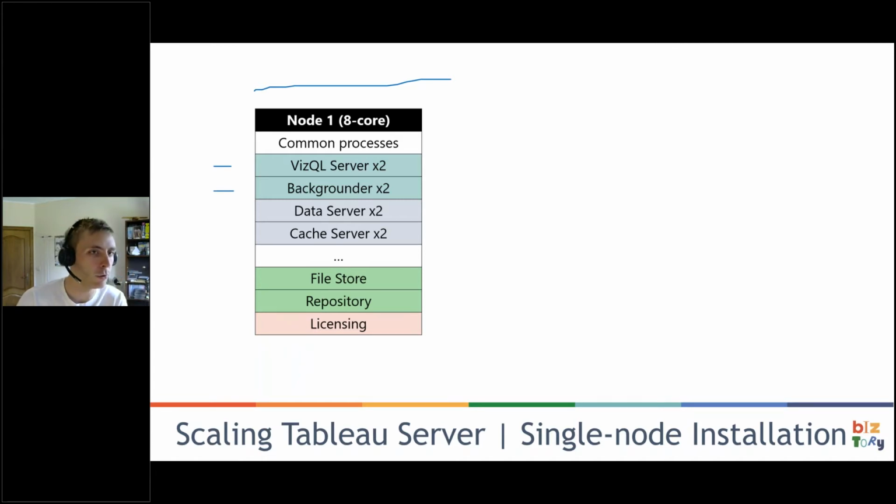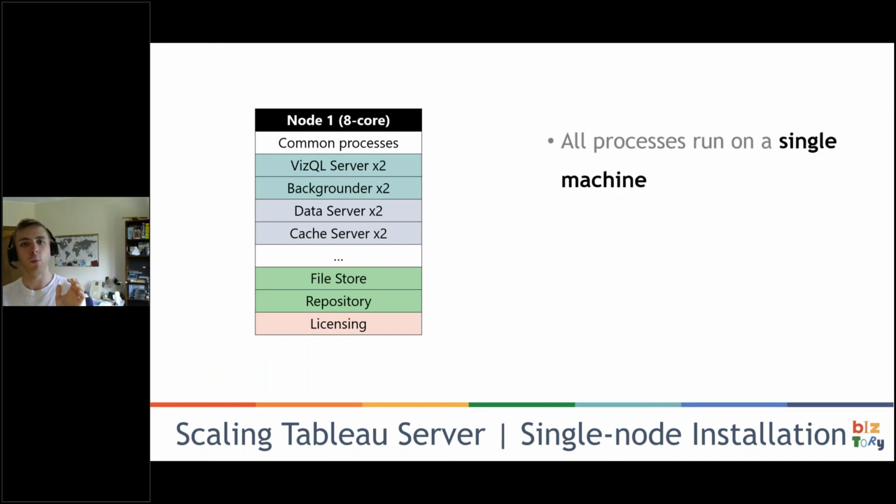There are backgrounders for refreshing data for those dashboards, cache servers for caching and faster loading when possible, a repository to store your metadata, file store to store extracts, licensing, etc. So in a single node deployment that's all very simple, everything runs on that one machine.